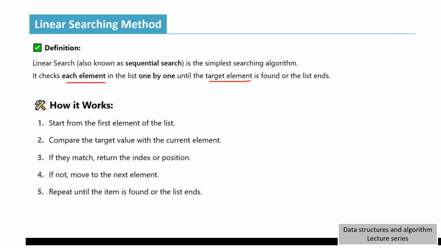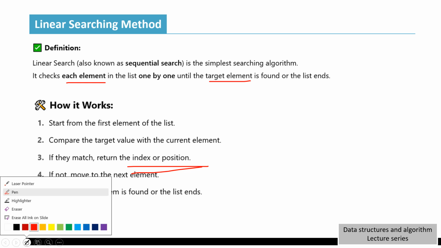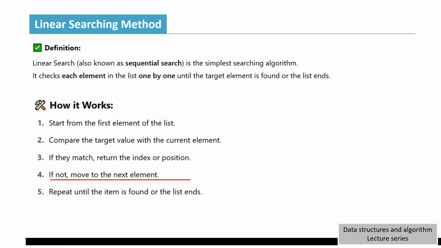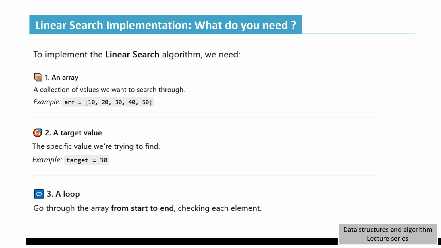If the target match is found, we return the index or position. If not, we move to the next element. Repeat until the item is found or the list ends. Let us understand this with a simple numerical example.